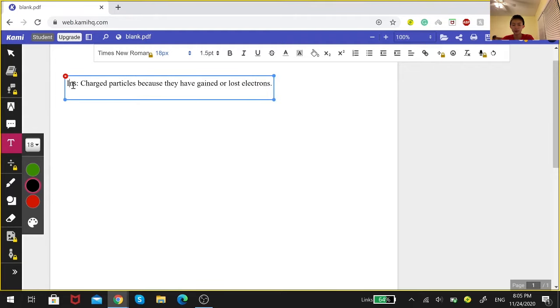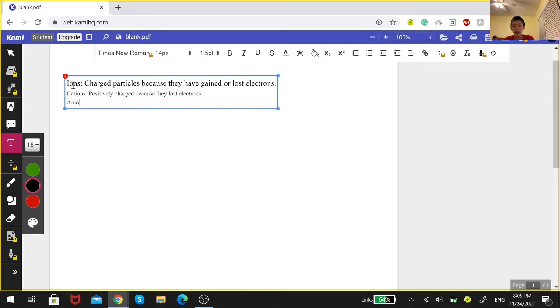Back from unit 1, we learned that cations are positively charged because they lost electrons, and anions are negatively charged because they gained electrons.